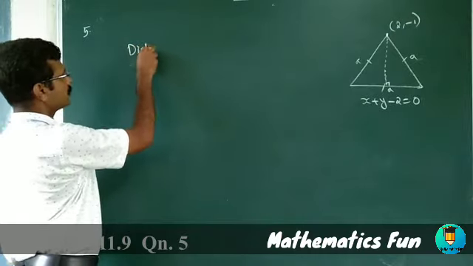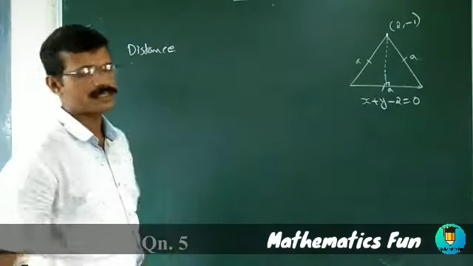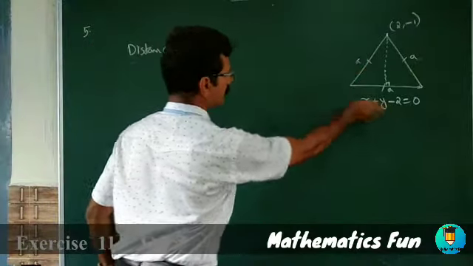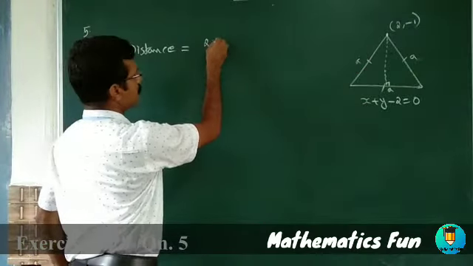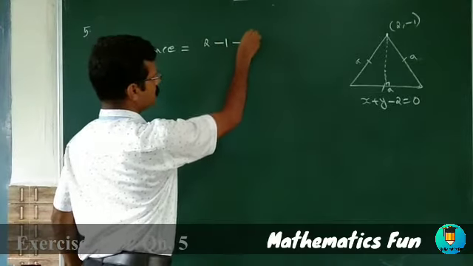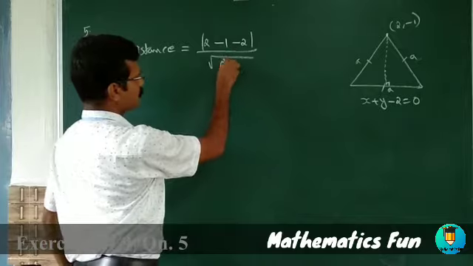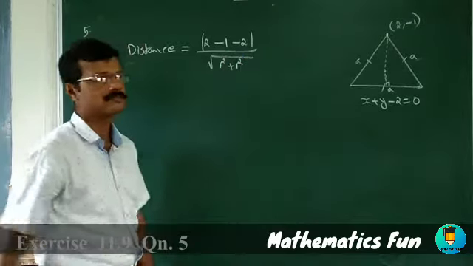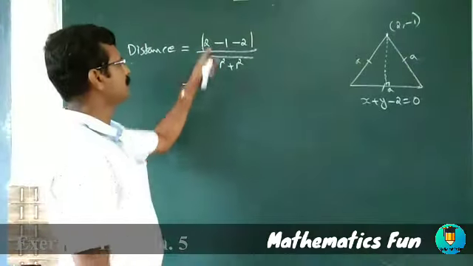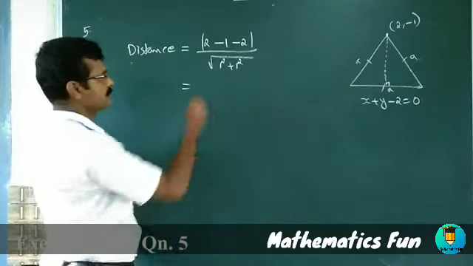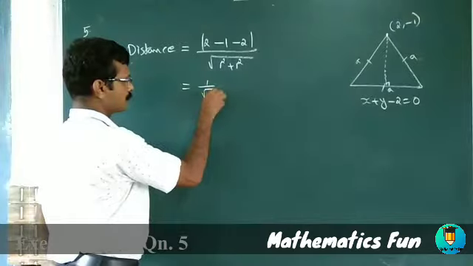Just by using the above formula, I will find out the perpendicular distance. I will put those points here. So 2 minus 1 minus 2 in absolute value divided by under root 1 square plus 1 square. If I simplify it, 2 minus 1 minus 2, so minus 1's absolute value is 1, by root 2.